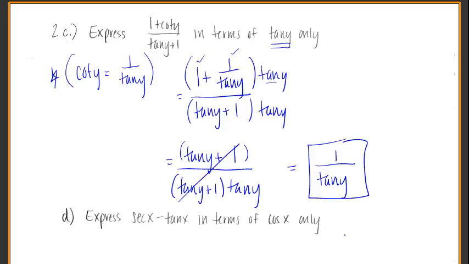By the way, in the initial part of the problem, the reason I didn't write cotangent in terms of cosine over sine and tangent as sine over cosine is that since it wanted it in tangents only, I wanted to leave this one here. I didn't want to convert them to sines and cosines since it said tangent y only.